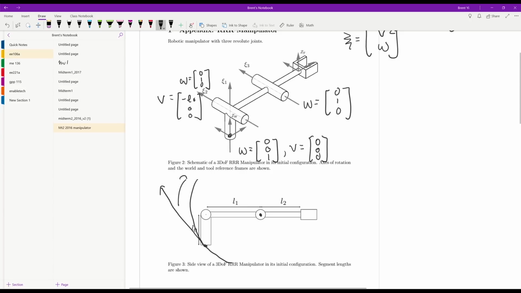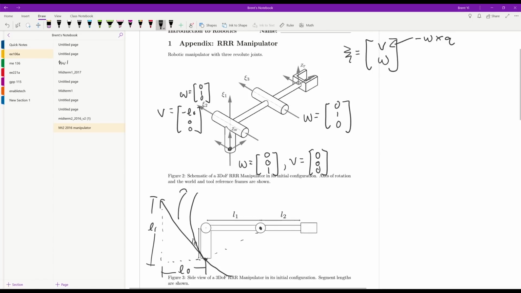Now we want to break down the components of this. So it has both a z component, right, and also an x component. And just by looking at this similar triangle right here, we get that this x component is L0, and this z component is L1. And so V for twist 3 should be equal to negative L0, 0, L1. And again, you can compute this exact same thing with negative omega cross Q.